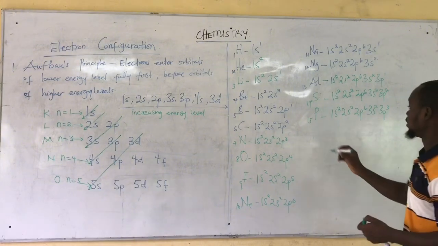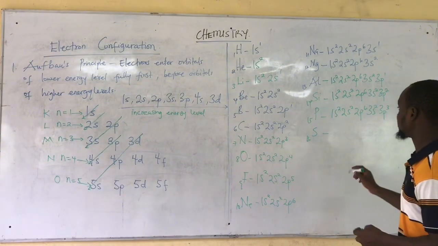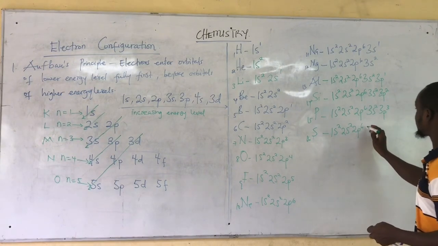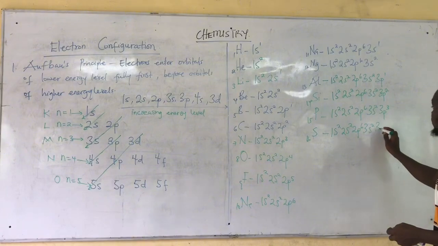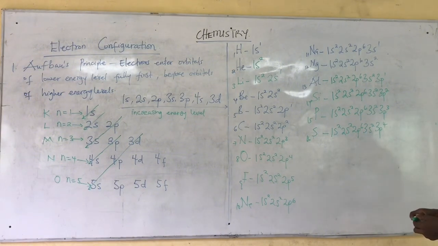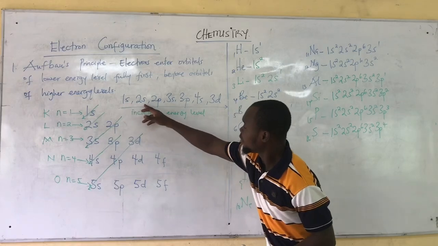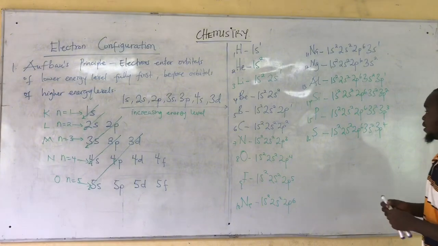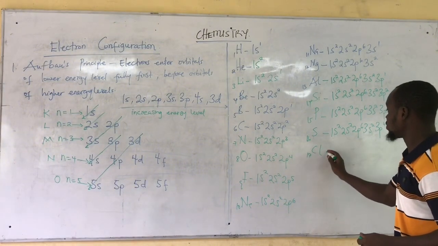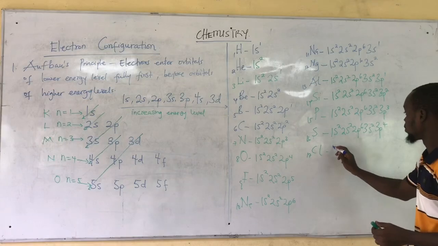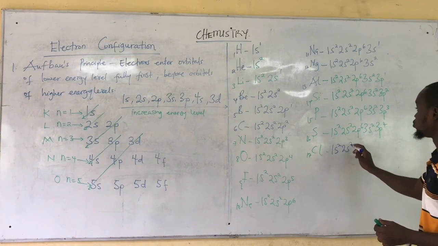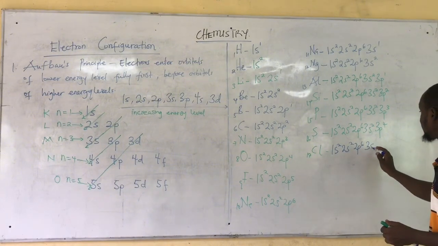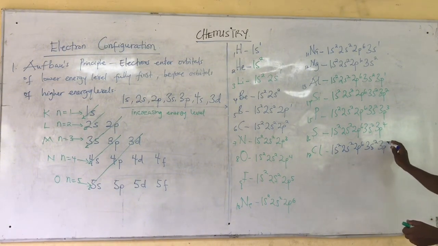Is that okay? Now, sulfur, atomic number 16, 1s2, 2s2, 2p6, 3s2, 3p4. So we are just following the order stated here to indicate the electrons arrangement. Is that okay? Now the next element is chlorine, atomic number 17. Chlorine is 1s2, 2s2, move on to the 2p6, move on to the 3s2, and then 3p5.